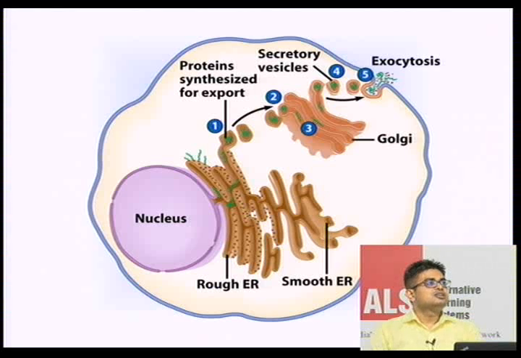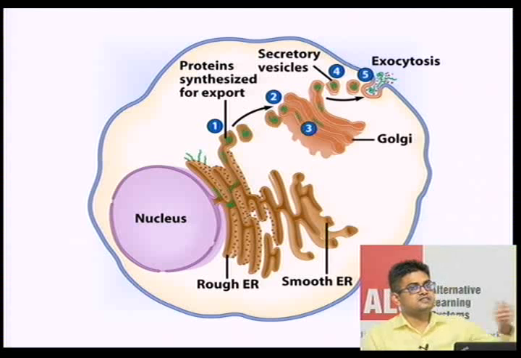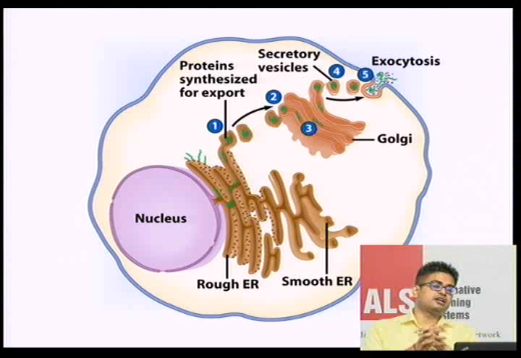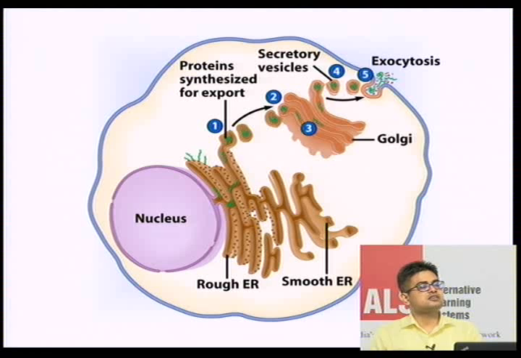Okay. So at point number 2, they are fusing with the Golgi complex. At point number 3, it is passing inside, and after passing inside, it enters the forming face or the trans face of the Golgi apparatus. It is called a secretory vesicle, and the secretory vesicle then fuses with the plasma membrane and releases its contents outside. This is how it is happening. Okay. So please write now.